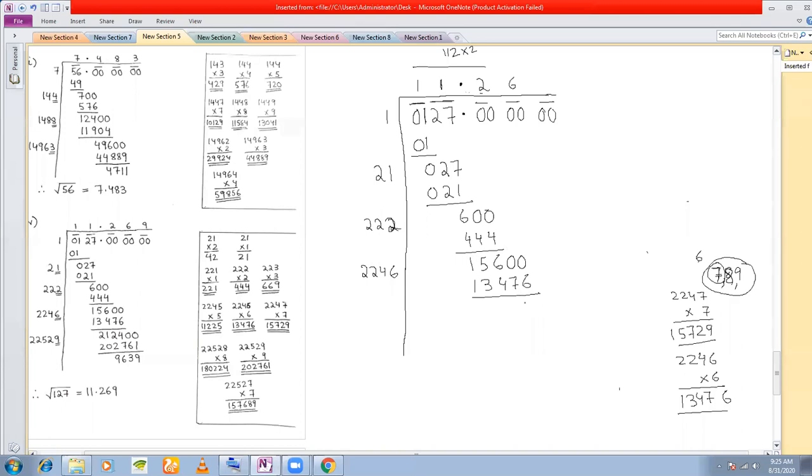Subtract, you get 2, 1, 2, 4, and you bring down the last pair of zeros. Here the number that you are getting is 1126, ignoring the decimal point. You double this number. When you double this number, you will get 2252. You write here 2252. Now again we are going to place a digit here.